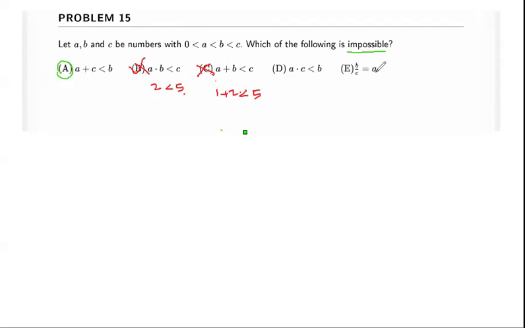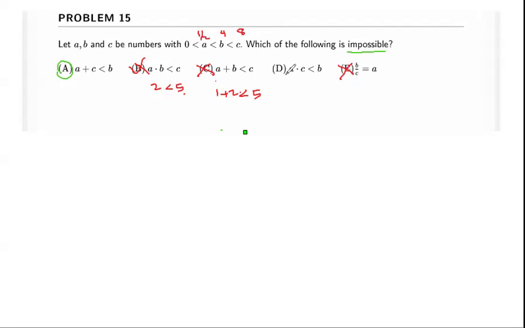It says B over C is A. So maybe B over C is equal to A. But how is this possible, right? If I choose a value of B and divide by C, then that will be A. That could be possible, right? So if I choose this is 4, and this is 8, then A will be 4 over 8, which is 1 over 2. 1 over 2 is a positive number. So that means E is also possible, right?